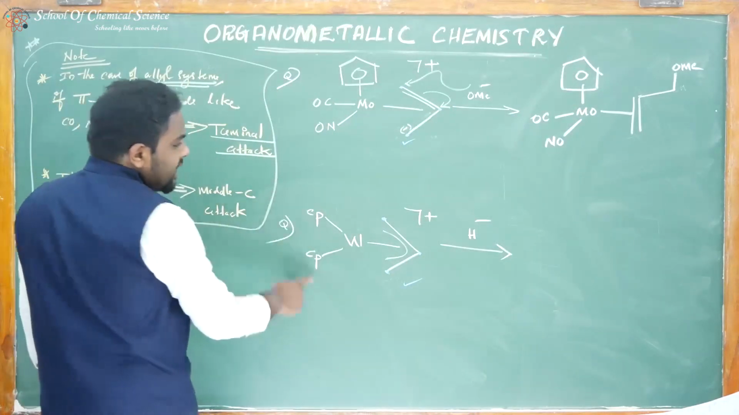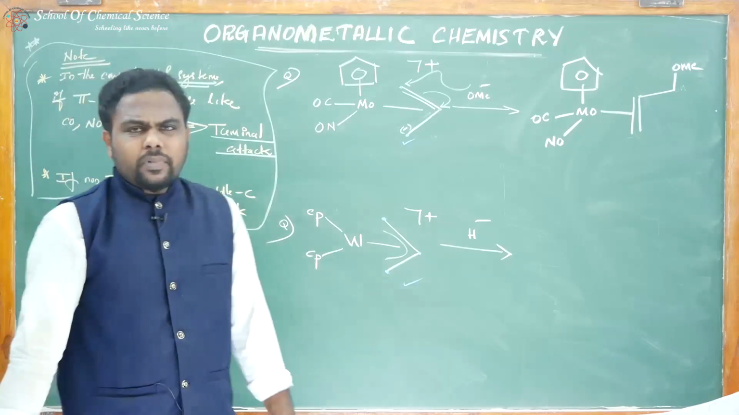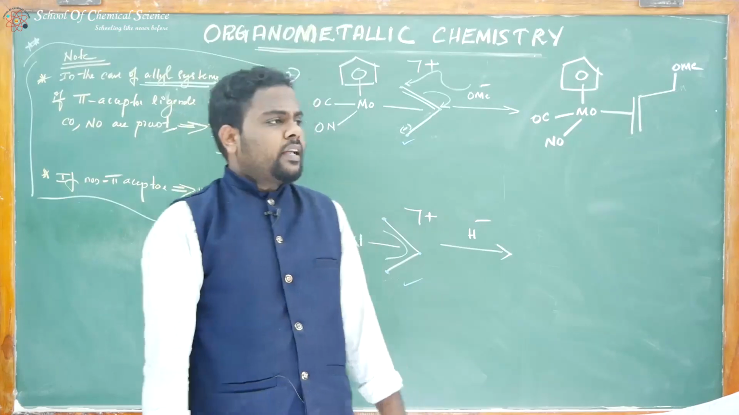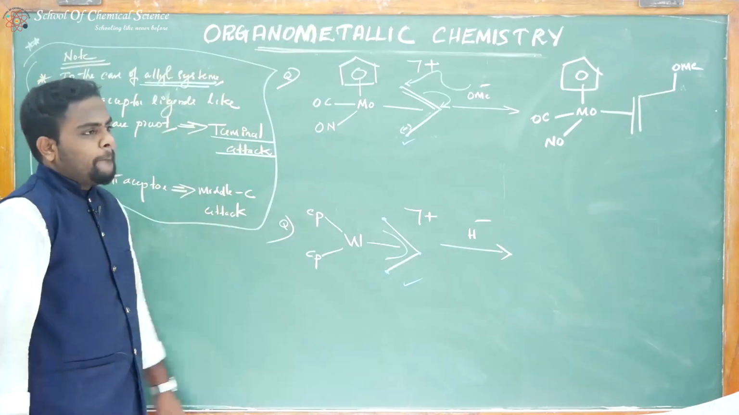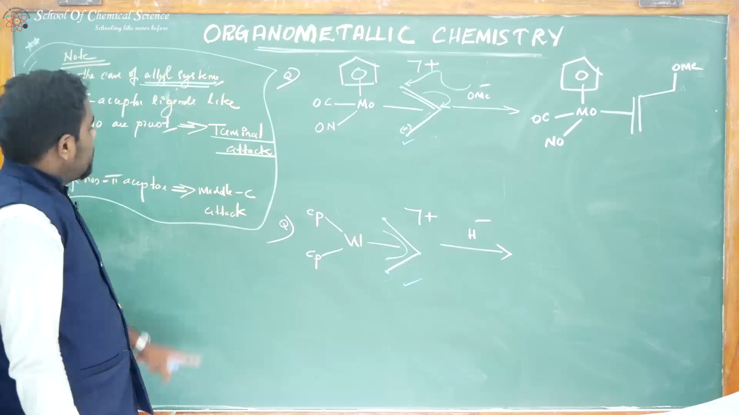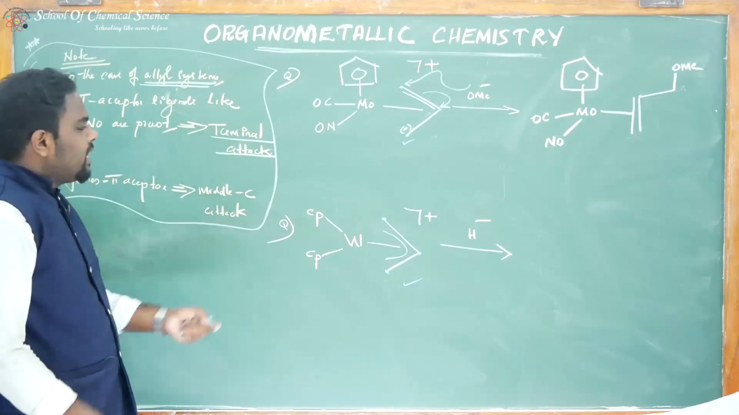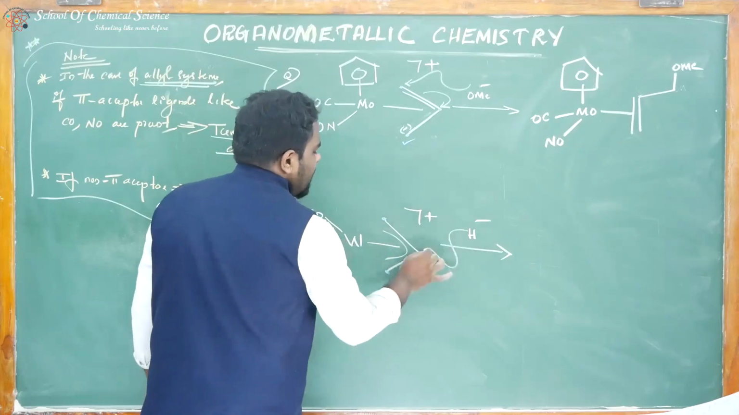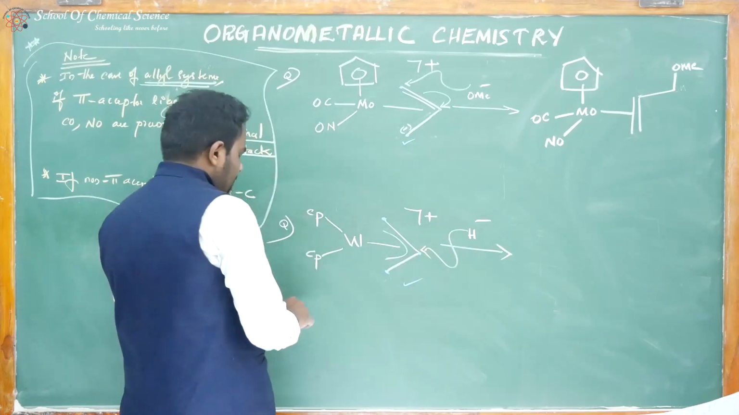But here Cp is not at all a pi acceptor ligand. Cp is not at all, it's a pi star ligand having very high energy. So Cp is not at all a pi acceptor ligand. So in the case of non-pi acceptor ligand, middle carbon attack. So your nucleophile, OMe or H- or whatever it may be, will attack the middle carbon.